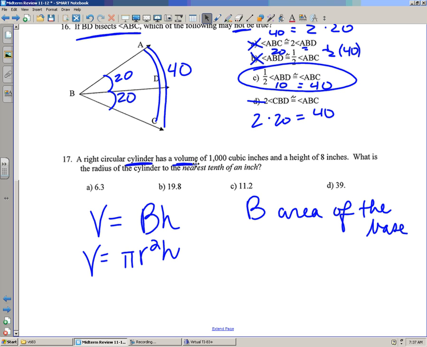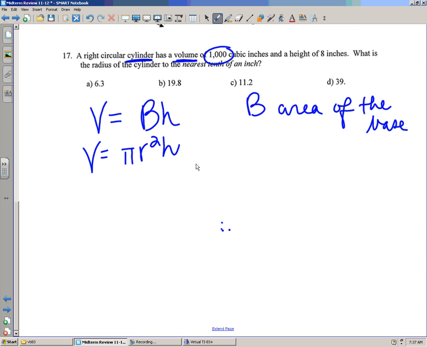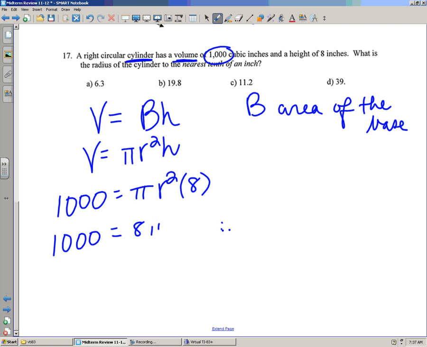So now we can plug in some stuff into here. We know the volume is 1,000. Notice it does not have a pi next to it. So I'm not going to put one in. I'm just going to write it as I see it. So I have 1,000 equals pi times r squared times the height, which is 8. So I have 1,000 equals 8 pi r squared. And now we need to solve algebraically for the radius. So first things first, we're going to divide out by 8 pi because it's being multiplied by r squared. That's how you undo multiplication.